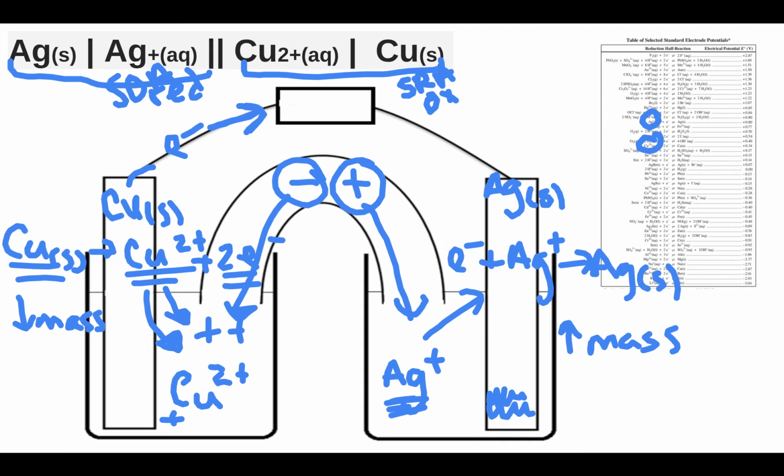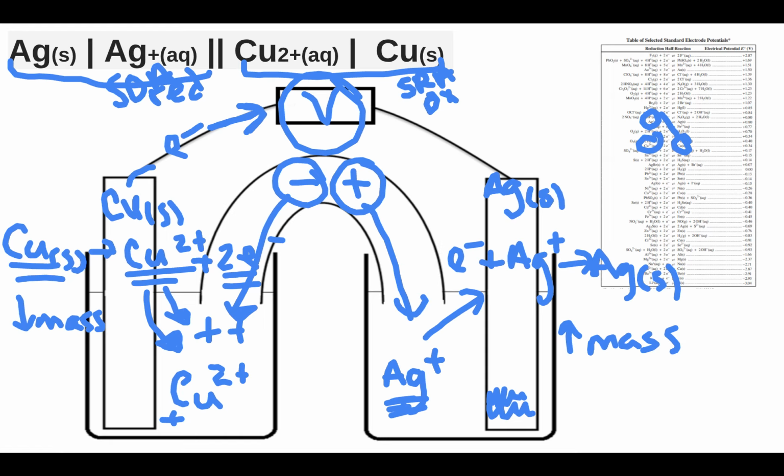Now, because your OA is higher on the table than your RA, just like before, this is a spontaneous reaction. This is also a voltaic cell, and all voltaic cells will be spontaneous, because as this reaction takes place, it will generate a voltage, and we will be able to calculate that on the next slide. So that is how our cell is working.